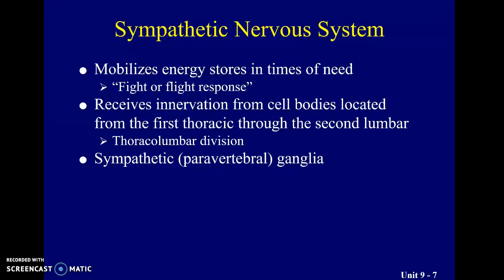The sympathetic nervous system receives innervation from cell bodies that are located from the first thoracic through the second lumbar divisions of the spinal cord. And that's where its particular preganglionic neuron cell bodies are located, in what's known as the thoracolumbar division. So from the first thoracic through the second lumbar portion of the spinal cord.